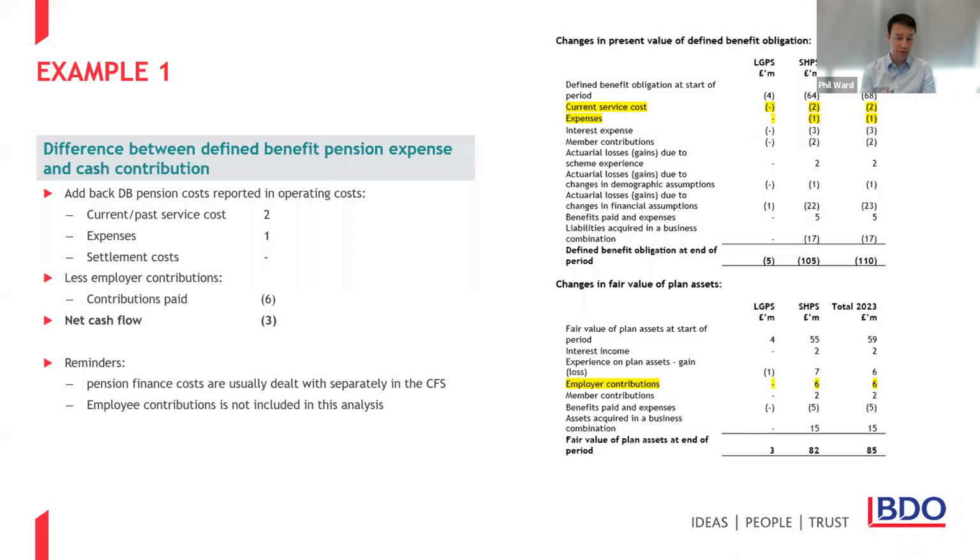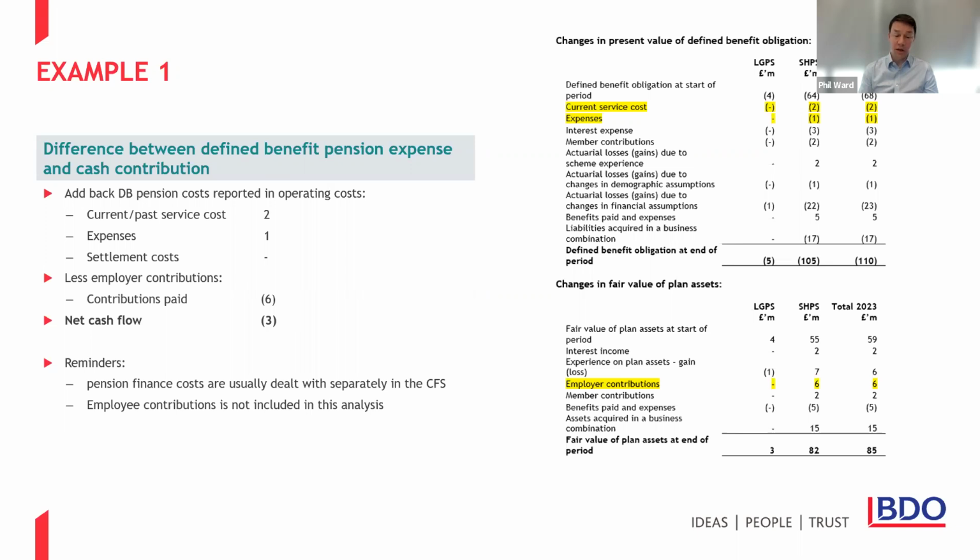So here we've got 1 that we've added back, and also here would be any settlement costs if there've been any significant changes in the scheme during the year. Again, all of those are non-cash items from the organisation's perspective. All those are add backs. We then pick up the employer contribution down in the asset section, and that's 6. So we've got a cash outflow of 6, and we've added back the 3 to give us a net cash outflow of 3, which in our case is our cash flow.